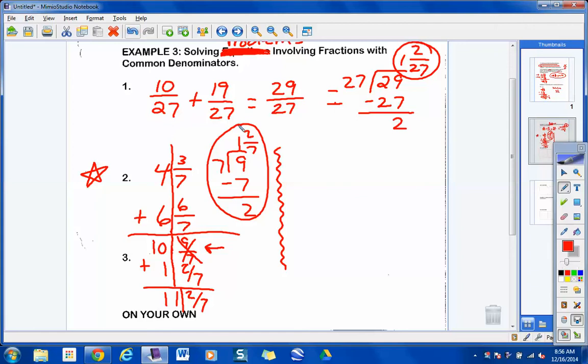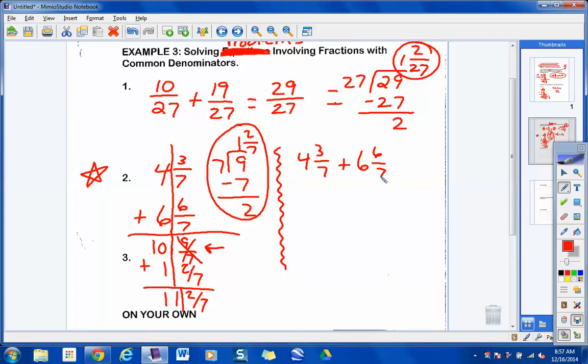Now, an alternative method to this might be the following, okay? Guys, mixed numbers, you know how to turn into improper fractions already, right? Okay? I'm not sure you'll like doing this method, but what I could have also done here is this. I could have rewritten 4 3/7 plus 6 6/7 as the sum of two improper fractions.